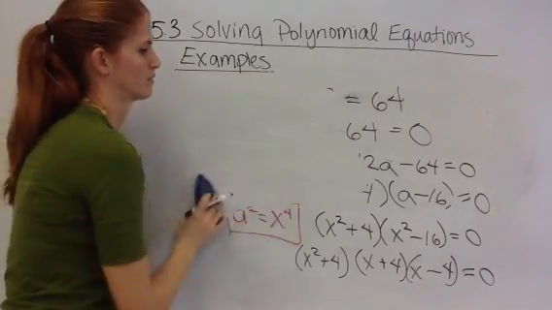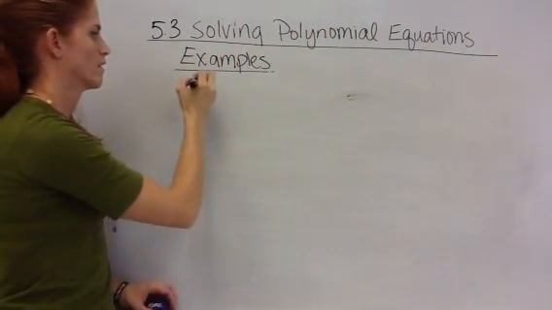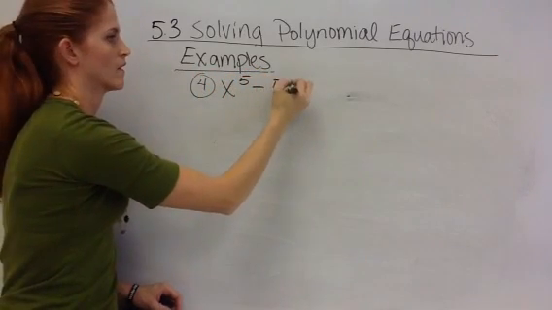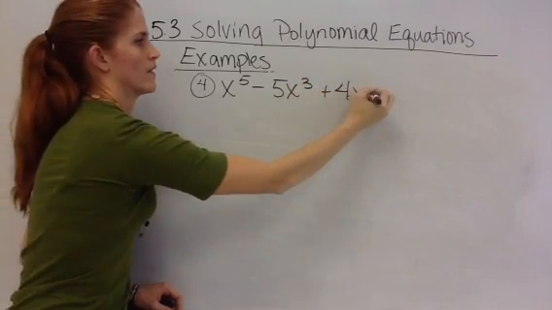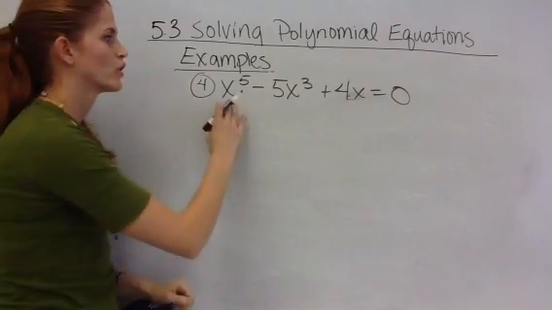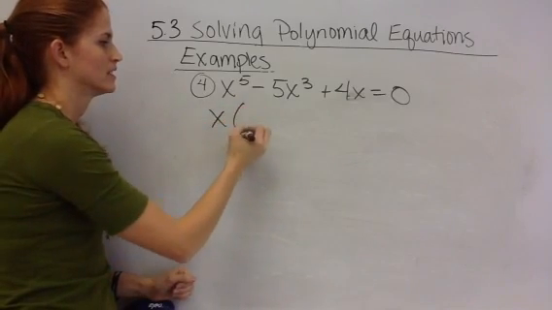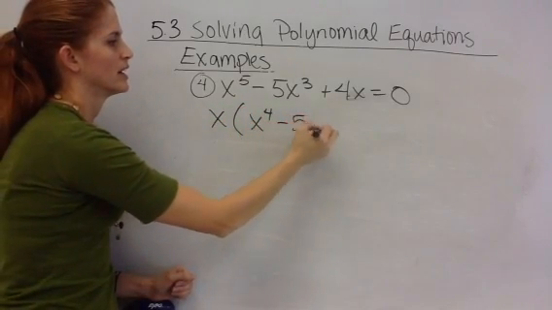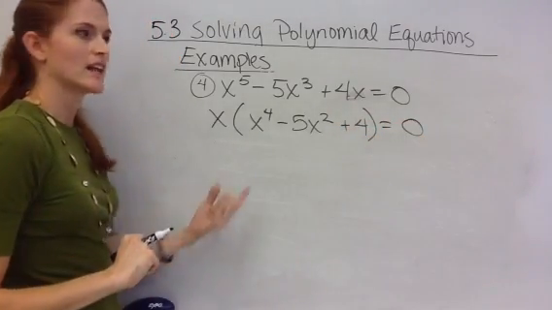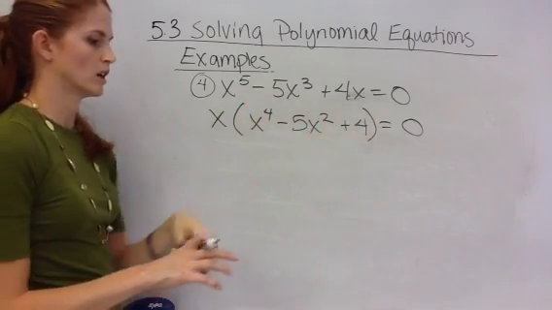We're going to try one more. For this one, we want to go ahead and try to factor. So first we have to pull out anything in common. I notice that there's an x in every term, so I'm going to pull out an x. I get left with x to the fourth minus 5x squared plus 4 equaling 0. Now just like the last problem, hopefully you recognize that this can be turned into a quadratic because it goes down 4, 2, and then 0.